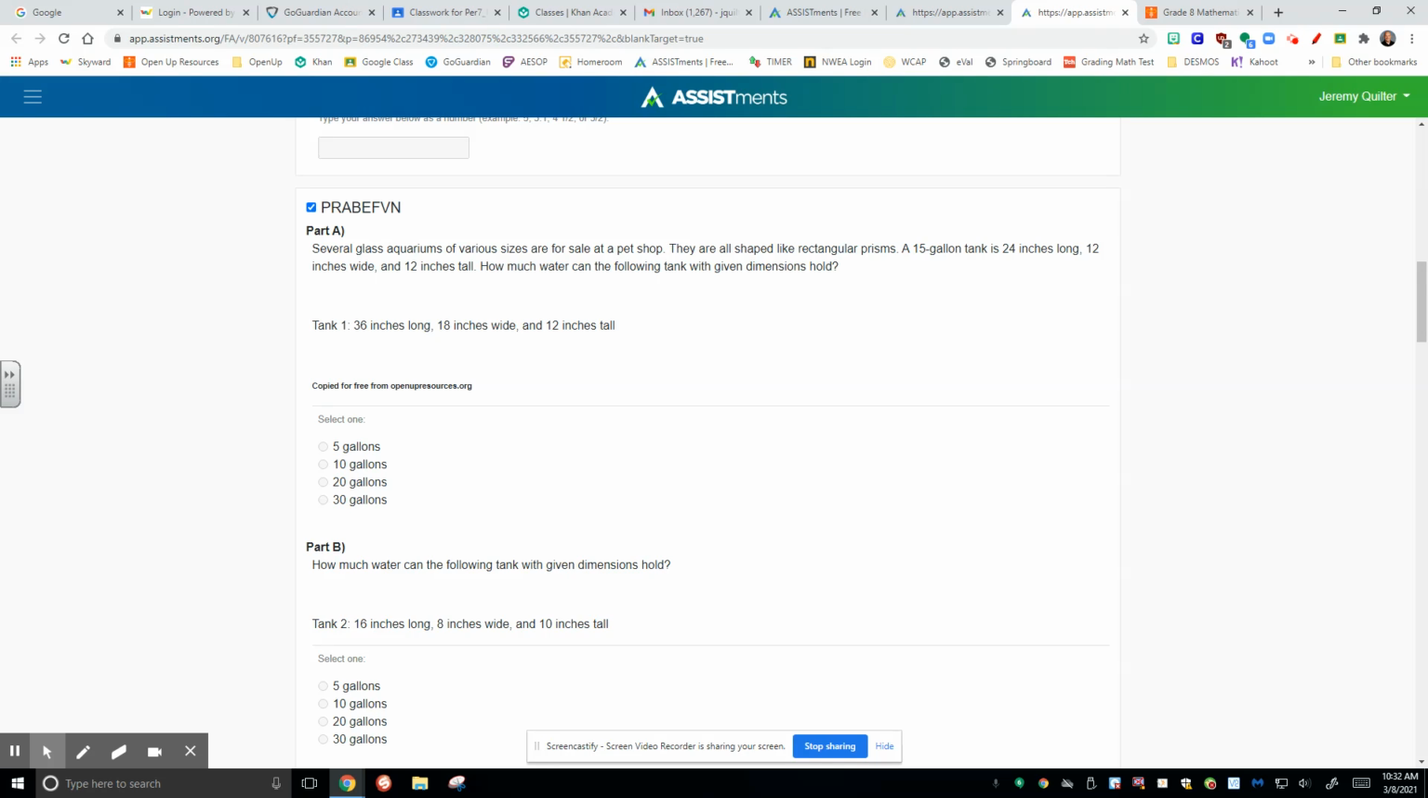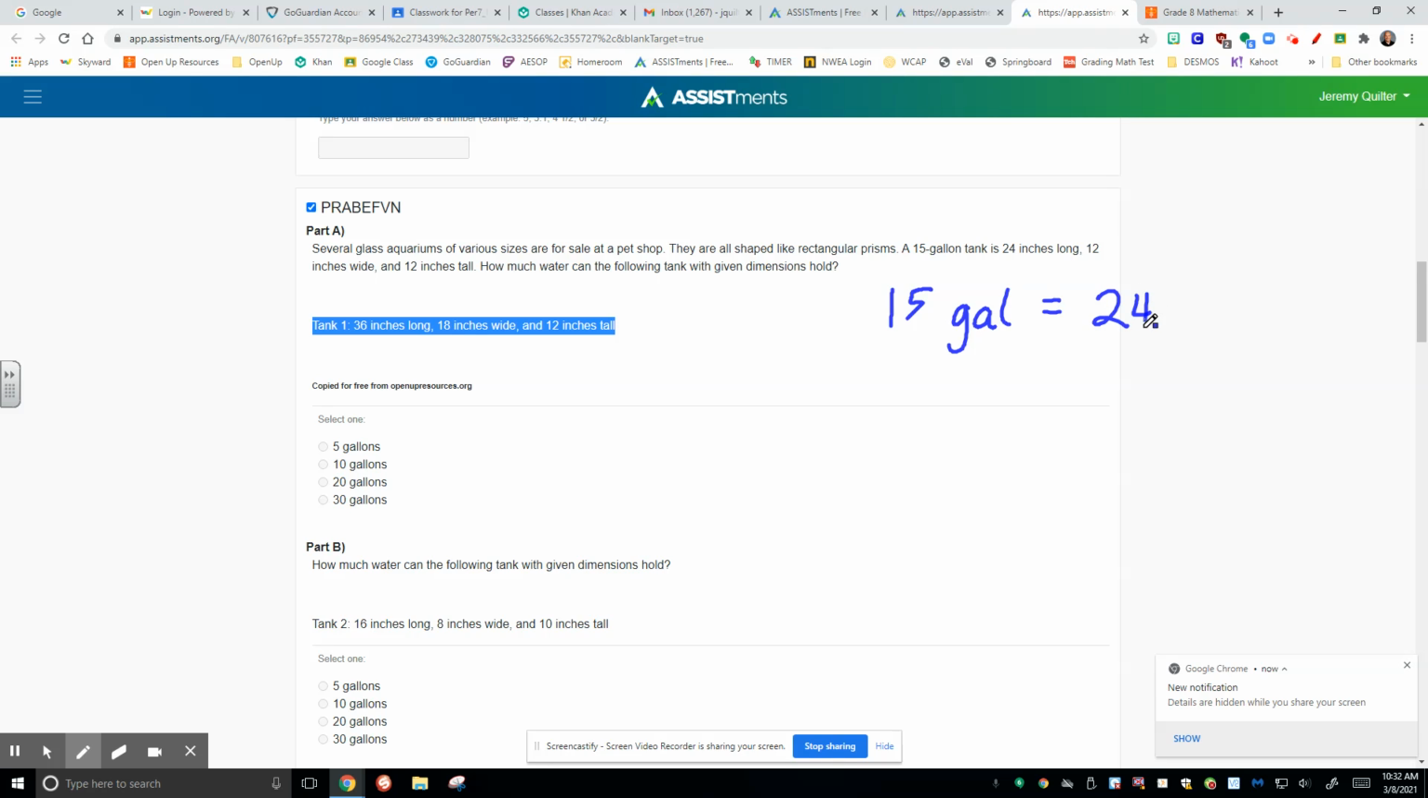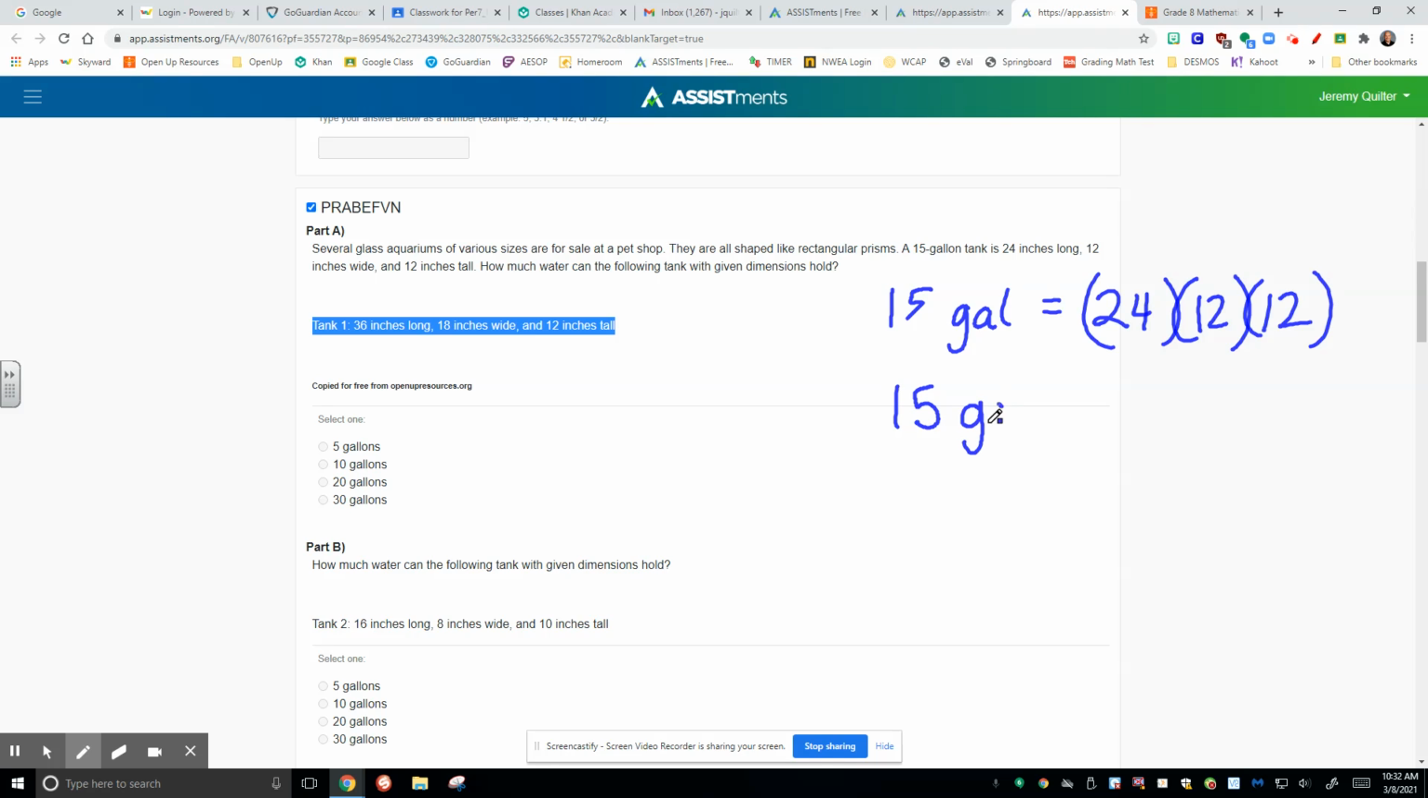A 15-gallon tank is 24 inches by 12 by 12, giving us a volume that is approximately equal to 3,456 cubic inches. Now you might be saying, how do we calculate to the gallons?